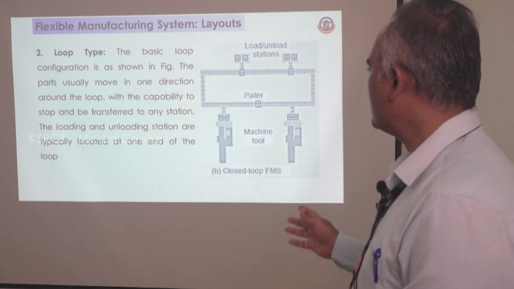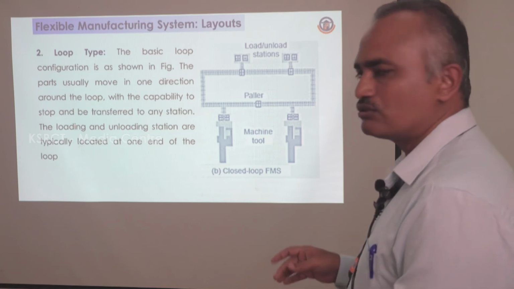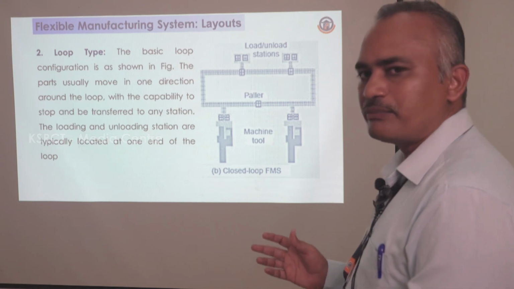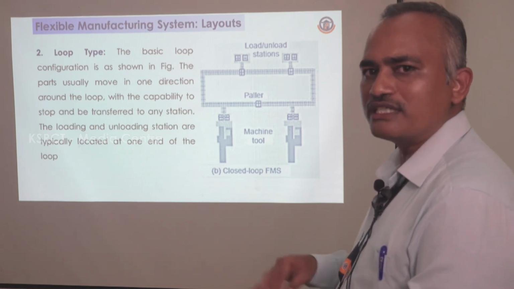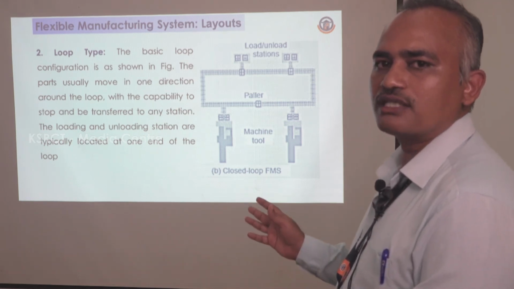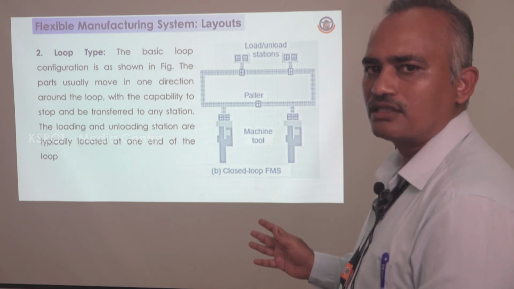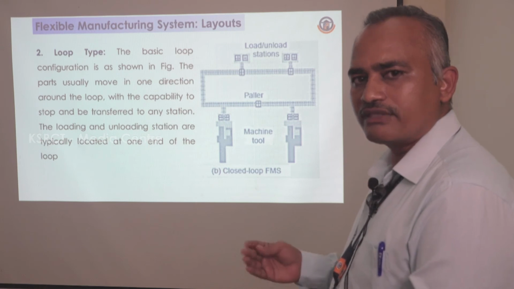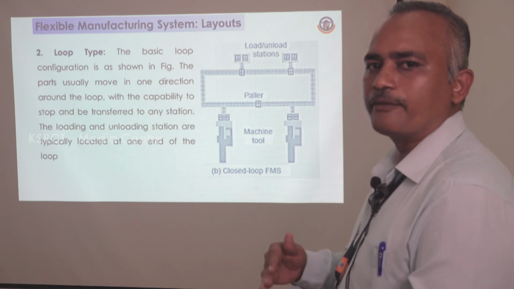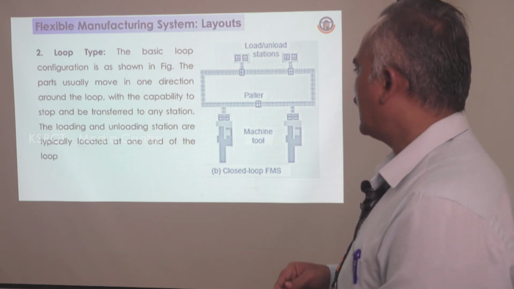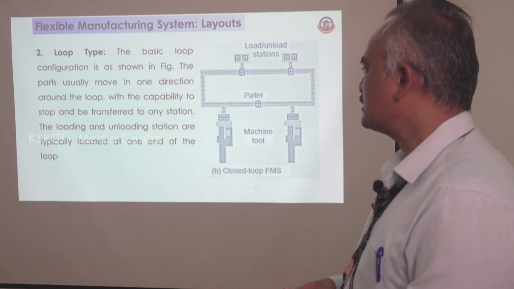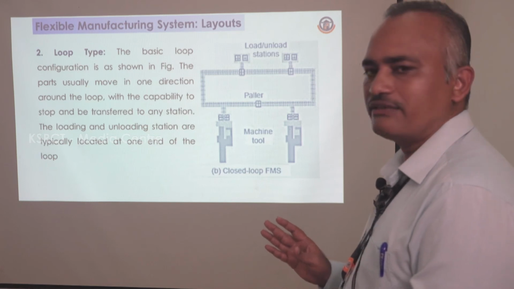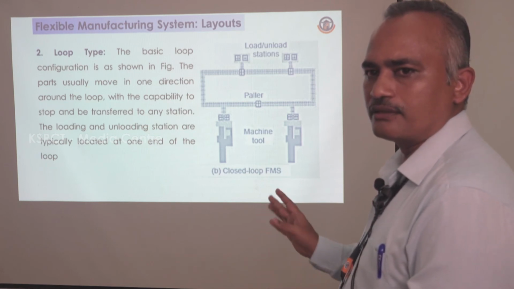The parts usually move in one direction around the loop, but with the capability to stop, and they may be transferred to any other station during the process. So that is one of the advantages in loop type layout. We can move the product or semi-finished product whenever required. It may be moved back. And the loading and unloading stations are typically located at one end of the loop. So accordingly we can complete the process.